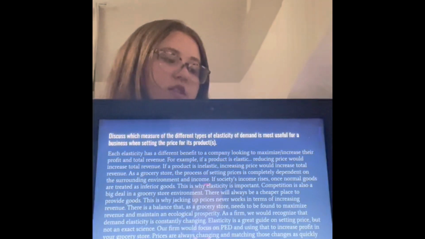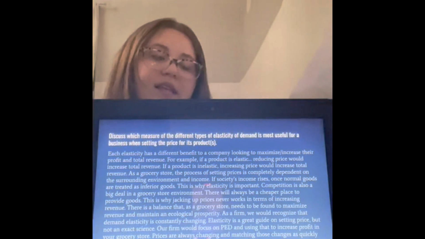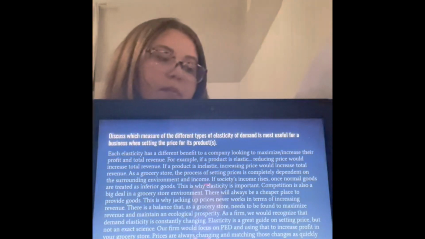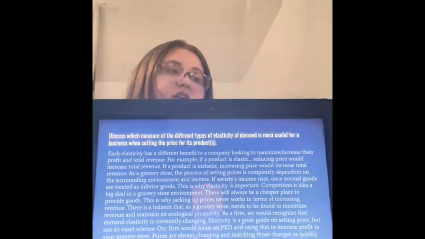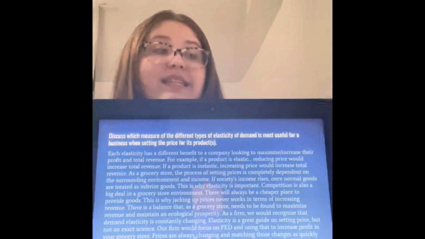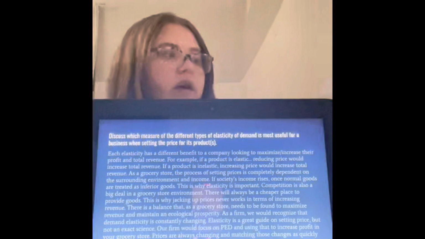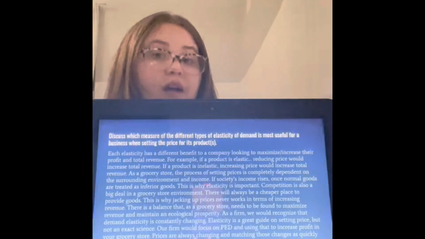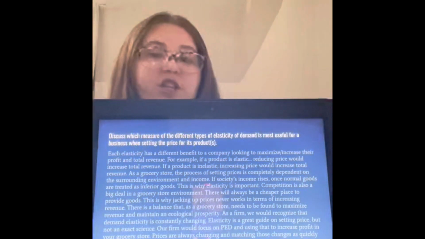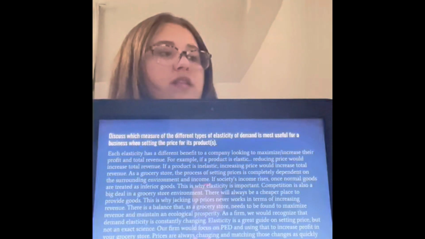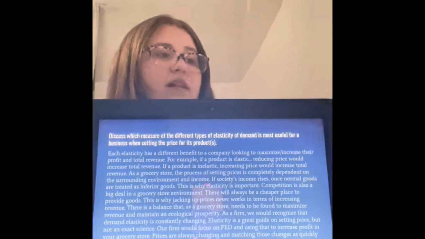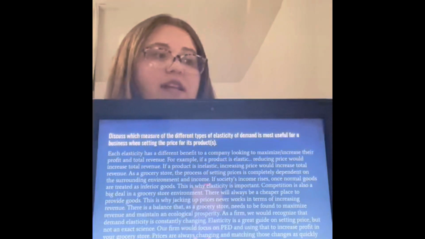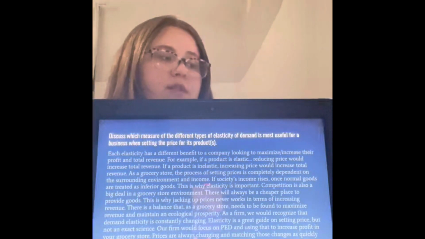As a grocery store, the process of setting prices is completely dependent on the surrounding environment and income. If society's income rises, once normal goods are considered inferior. This is why elasticity is so important, especially in a grocery store. Competition is also a big part of the grocery store environment. There will always be a cheaper place to provide goods. This is why jacking up prices to make more money never works. There is a balance that, as a grocery store, needs to be found to maximize revenue and maintain economic prosperity.